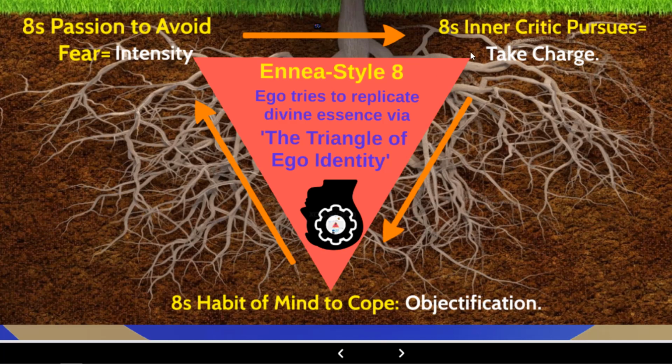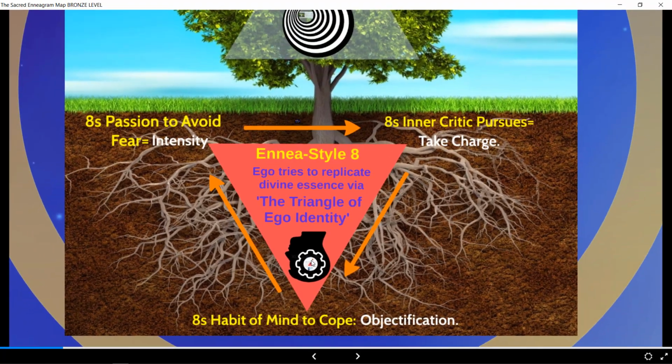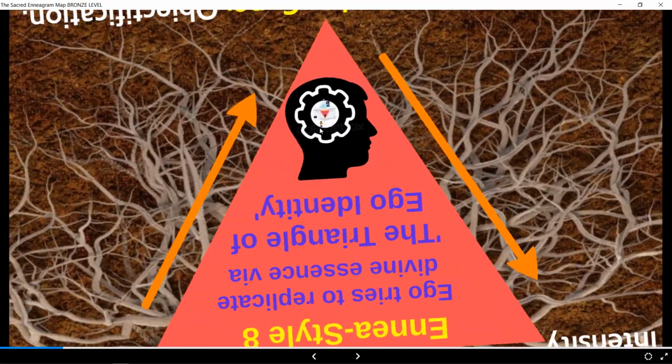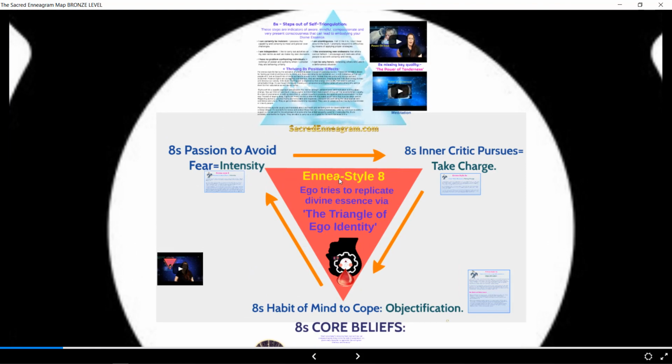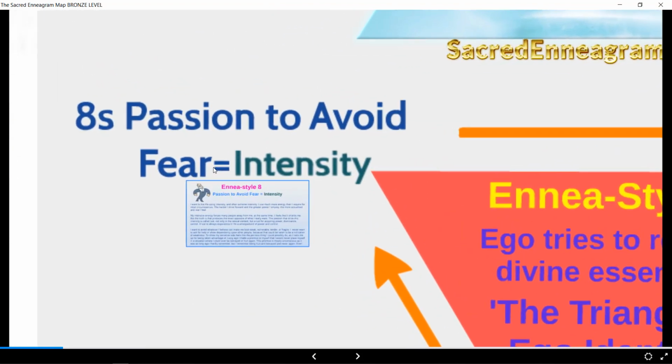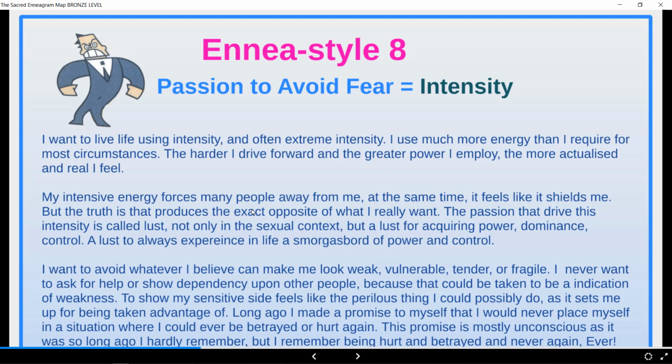And so Enneagram Type 8 gets caught up in a spiral called the triangulation spiral that repeats behaviors of fear and listening to the inner critic and getting stuck in the habit of mind. And that's when Enneagram Type 8s can spiral down into more toxic behaviors. So here we have the passion to avoid fear for Enneagram Type 8, and you can zoom in here to find the information about that.